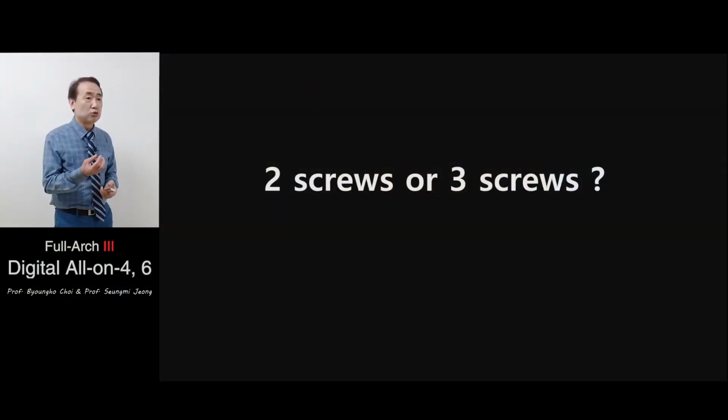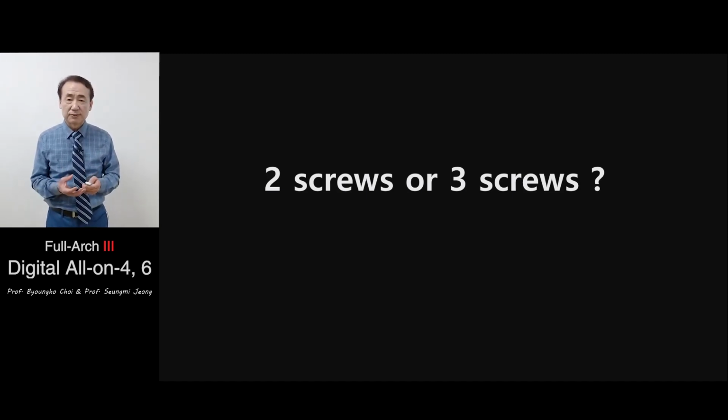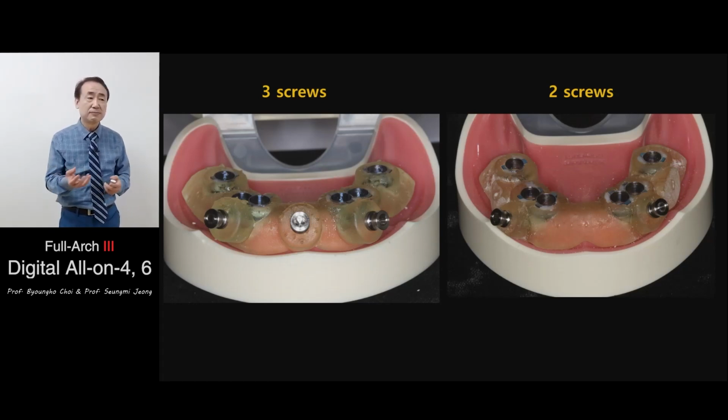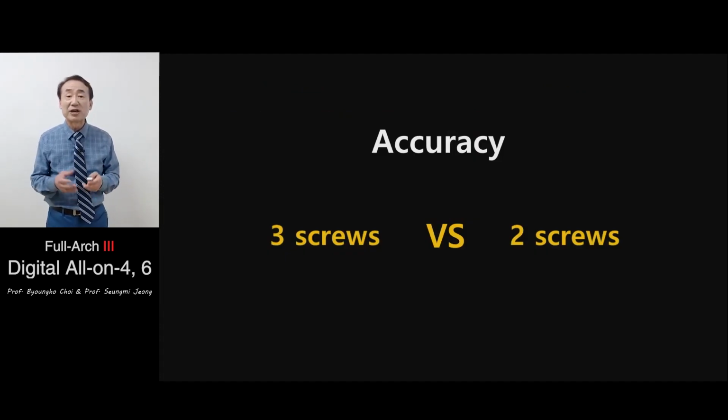You can use 2 anchor screws or 3 anchor screws to fix a surgical guide. On the left-hand side, the surgical guide is fixed using 3 screws. On the right-hand side, the surgical guide was fixed using 2 screws. We compared the accuracy between them.